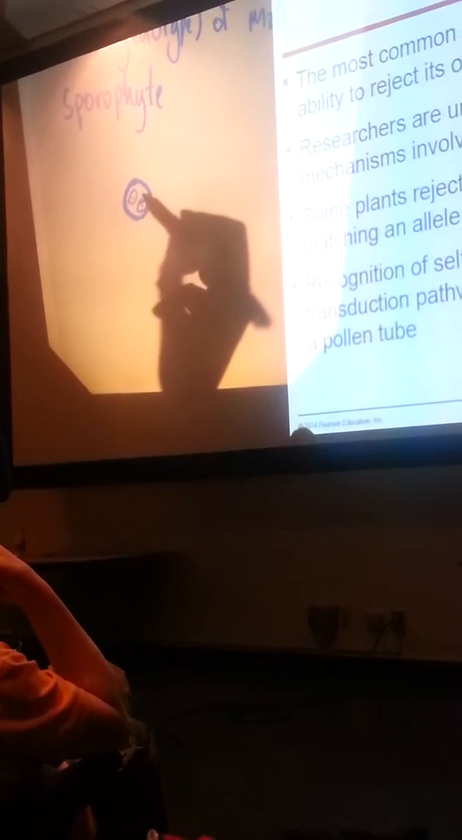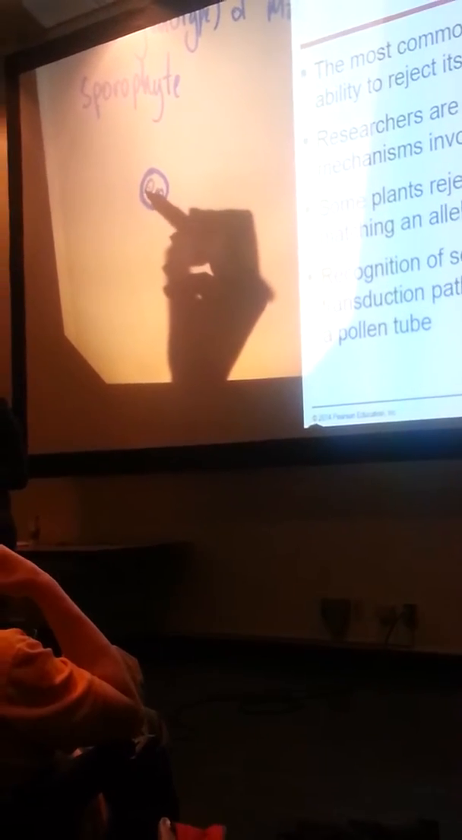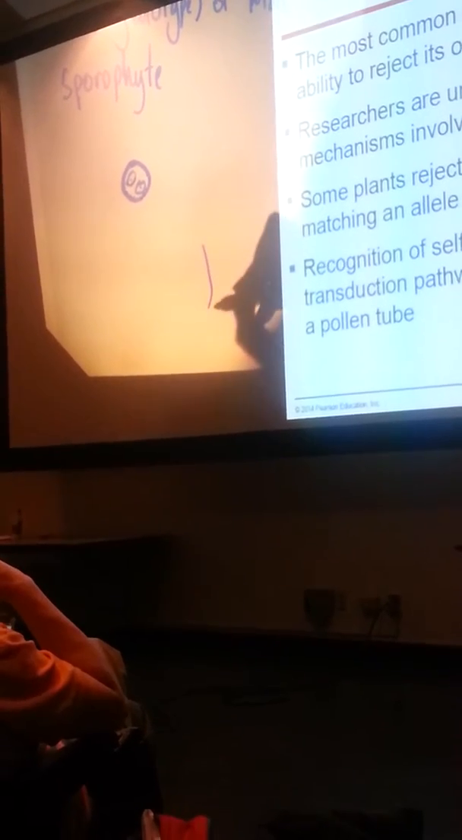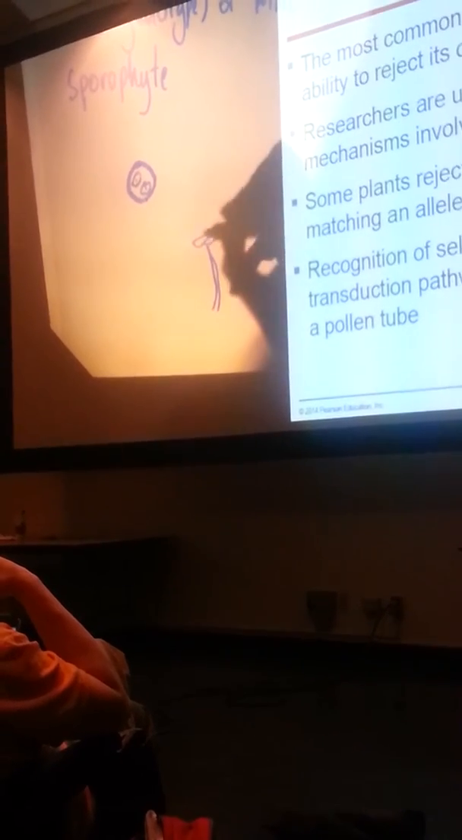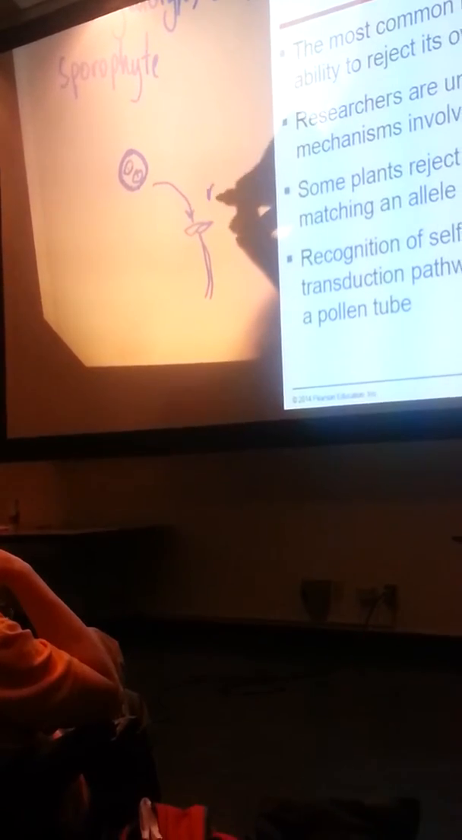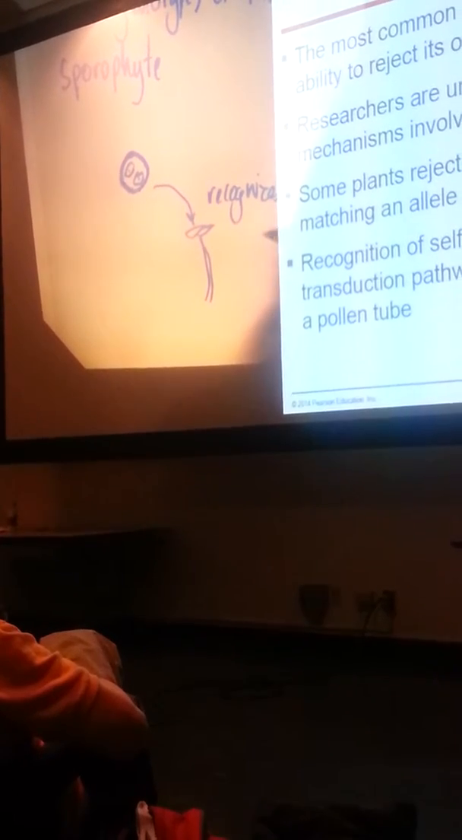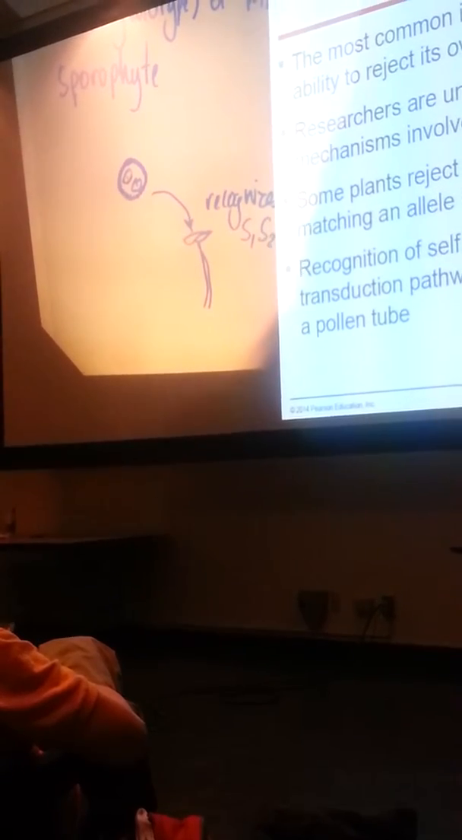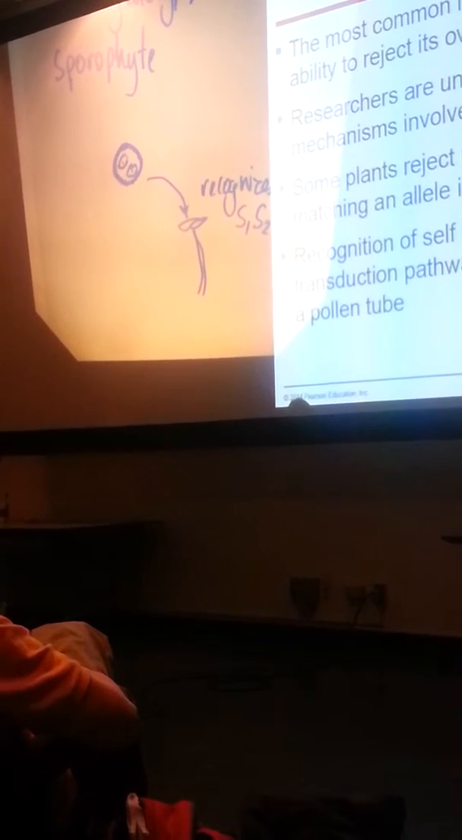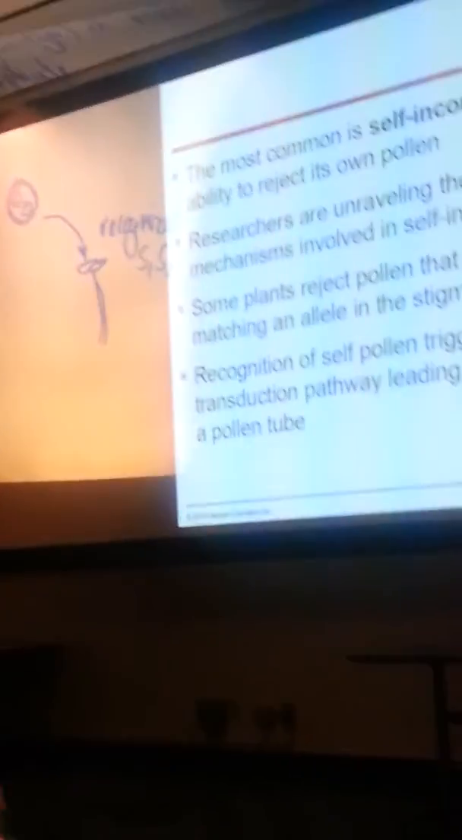Meaning, even if this individual is haploid, so it could be S1, somehow when it lands, this one is going to recognize both parental alleles. It's going to know, say, that it came from an S1, S2 parent, whether it has the S1 allele or the S2 allele. It's going to know what the parental genotype was, and it will respond accordingly.